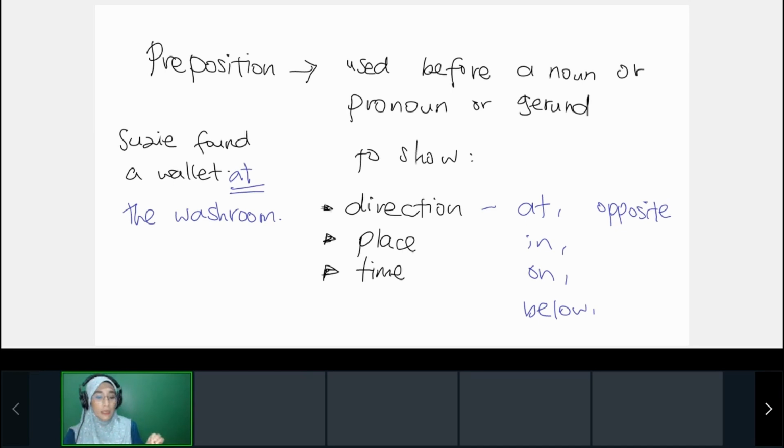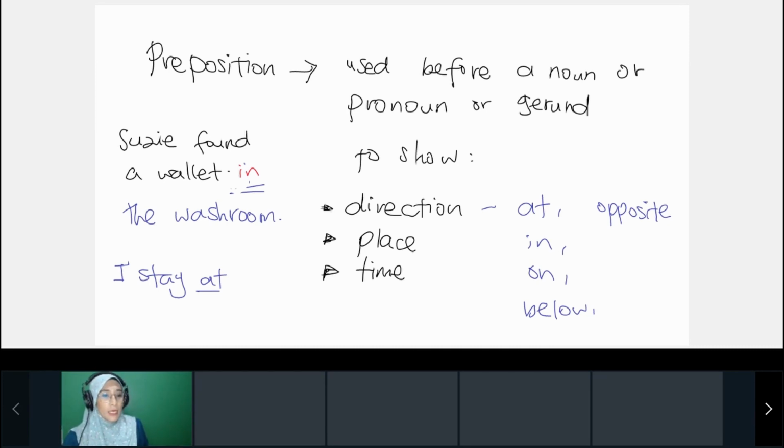So if I ask you something simple like, where do you stay? Your response will have to be, I stay at. You are giving me specific information. I stay at jalan here or jalan there, for example. But if you are going to use in, let's say we change this one to in. So in the washroom. Susie found a wallet in the washroom.